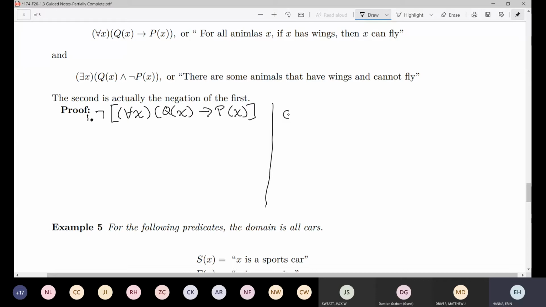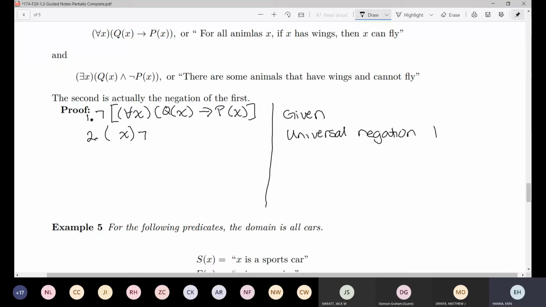So this is just the given. So the first thing we're going to do is use that negation rule. So we're going to use our universal negation on 1. So we're going to bring the negation inside.